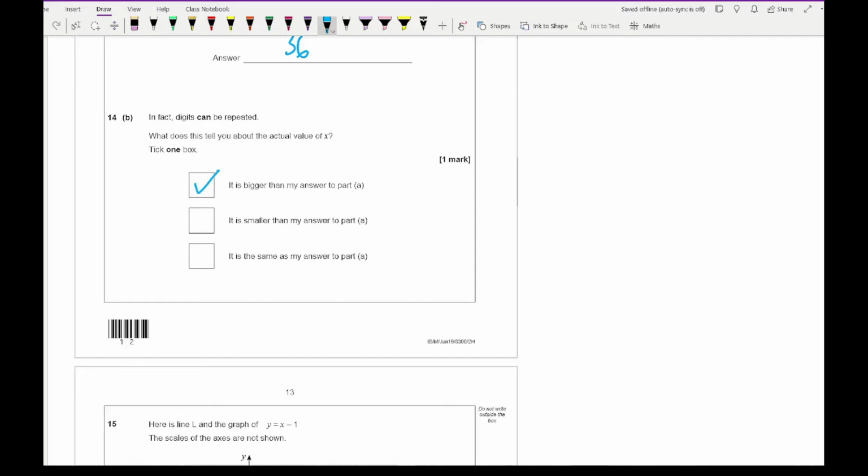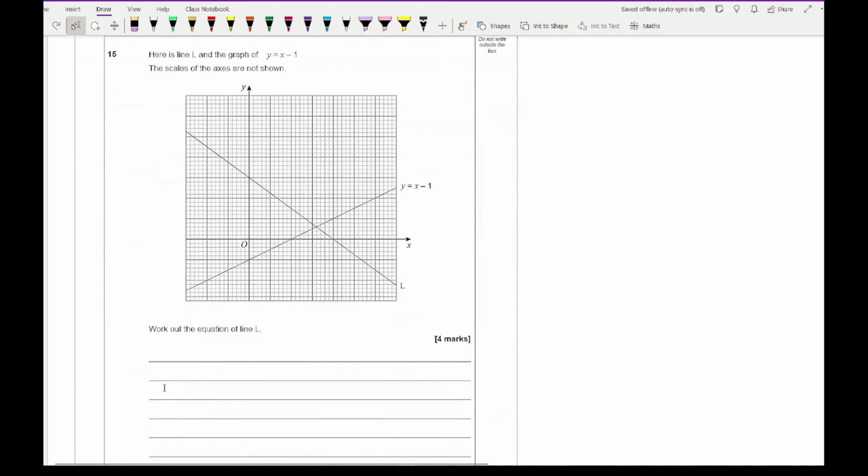Now then, looking at question 15, it says here is a line L and the graph of y equals x minus 1. The scales of the axes are not shown, and the question is asking us to work out the value of L. Although the axes are not drawn, what I need to do first is label the axes.